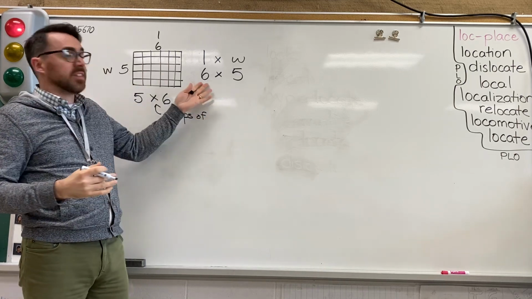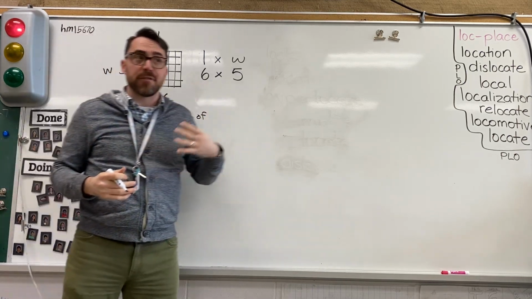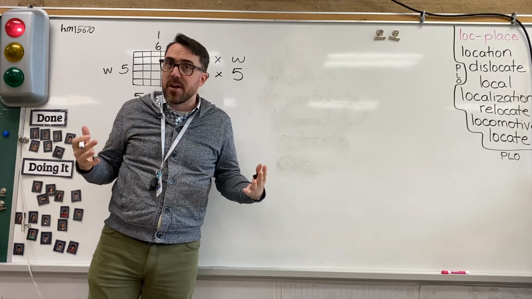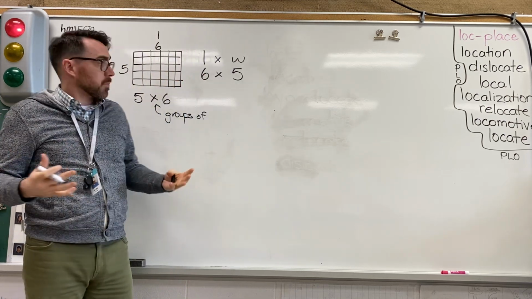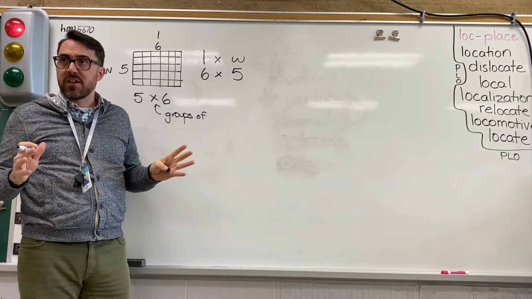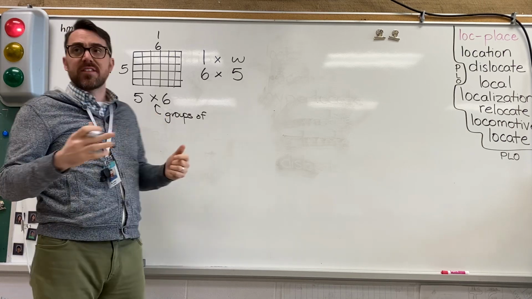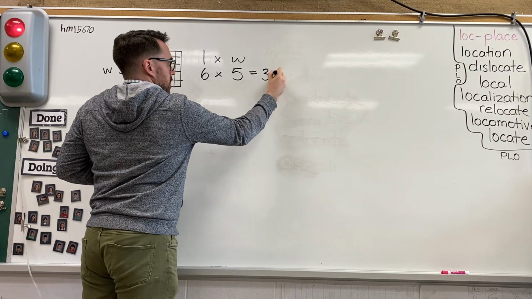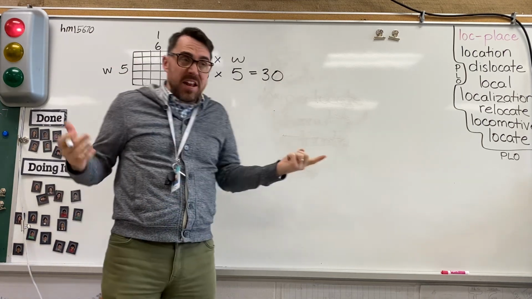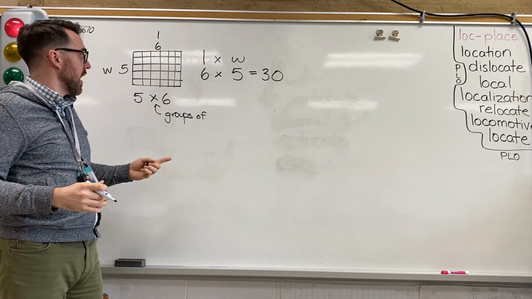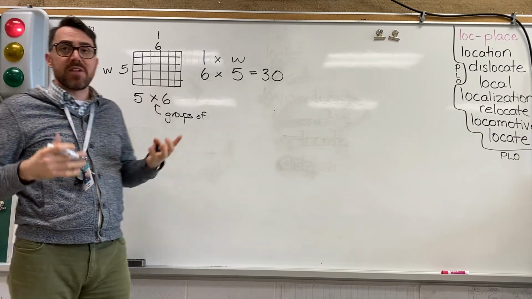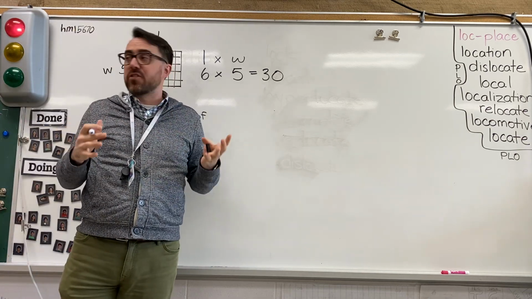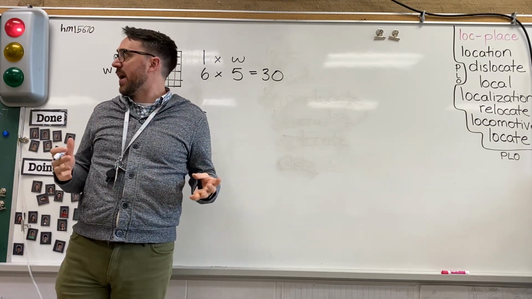I can count 6 5 times. I can count 5 6 times, even easier. I can use a calculator. Whatever you want to do to solve that question. So I know that 6 times 5 is 30, okay? I'll write 30, I know that in my head automatically, okay? So the area of my rectangle is 30. It's just length times width, okay?